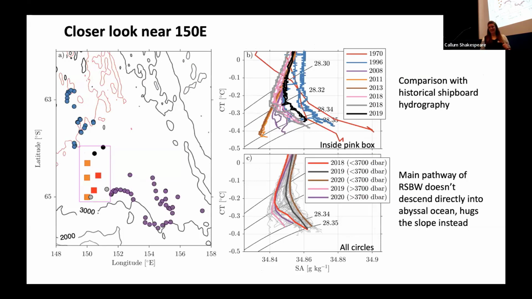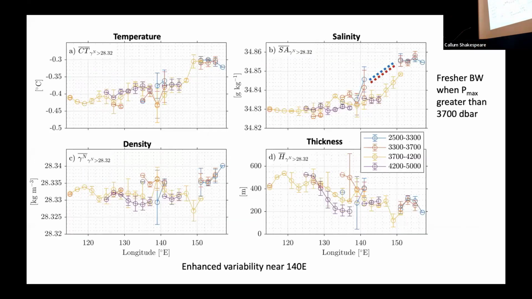And Annie, yes. The absence of that shallow signal west of 140, does that mean it's descended into the abyss by that stage? When it's sort of going diagonally downhill and then getting down to, right.